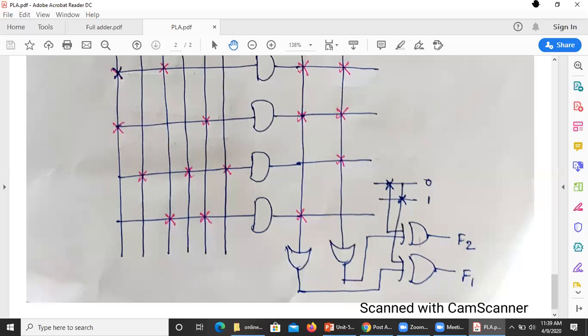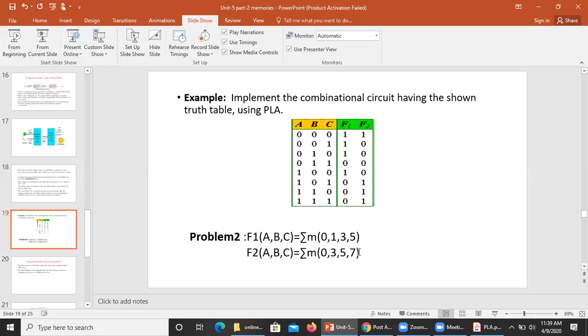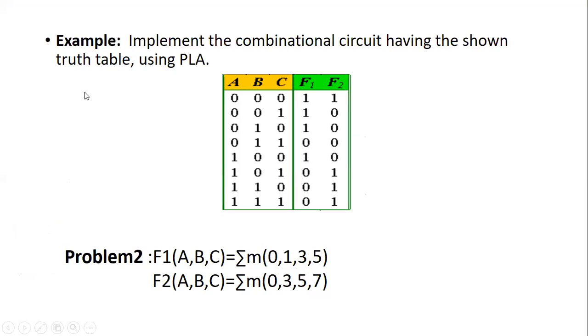Next when you come, this problem 2, you just note down this second problem. You have to do the second problem when you are coming to the next class. Okay, so that is F1 of ABC is equal to sigma m of 0, 1, 3, 5, F2 of ABC is equal to sigma m of 0, 3, 5, 7.